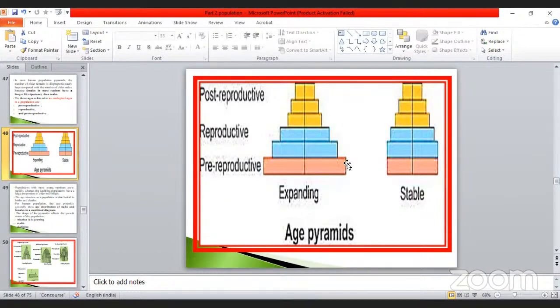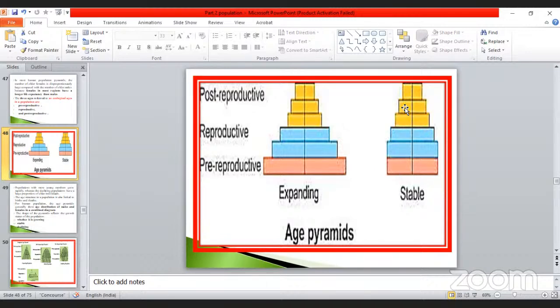You draw the structure, this is the pyramid, isn't it? In a pyramid, the lower part is always expanded. But in this category, what happens? Stable means there is no increase. Suppose if it increases, the post-reproductive comes here like this, isn't it? So this is called stable.